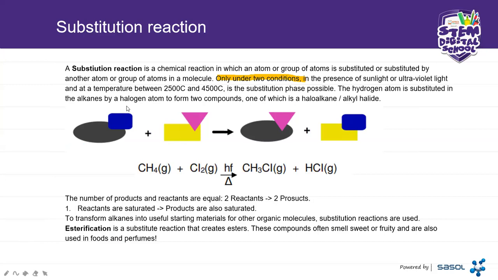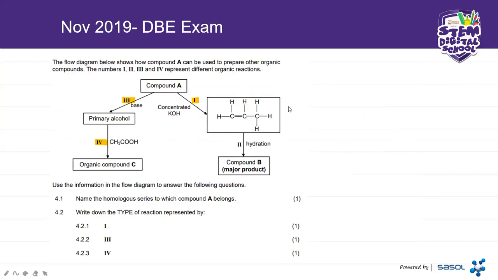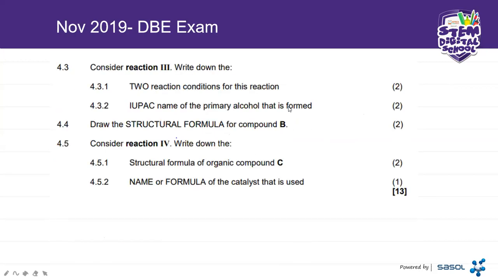The hydrogen atom is substituted in alkanes by a halogen atom to form 2 compounds, a haloalkane and an alkyl halide. So in the presence of sunlight and at a very high temperature, so we know it's heat and high temperature. Okay, so let's go and try and answer that question today. So the 2 conditions: it's very high temperature between 250 degrees Celsius and 450 degrees Celsius, and the other condition is that it has to be heat, sunlight, or ultraviolet ray.